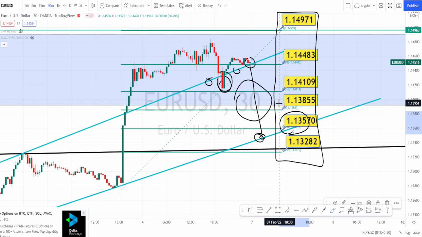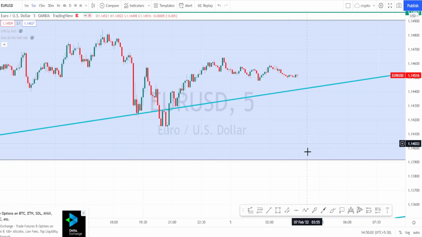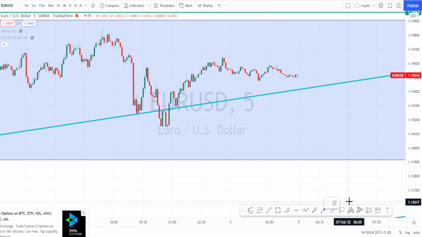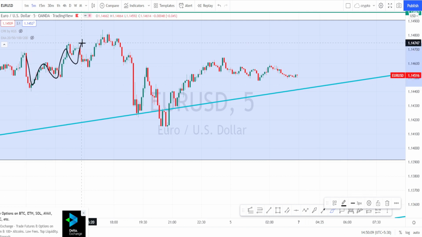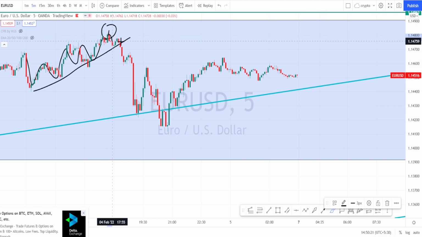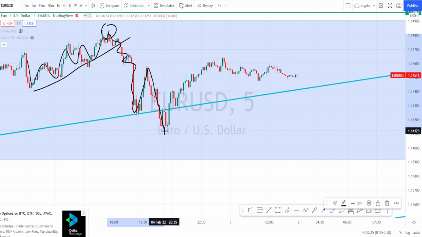Let us do the analysis in 5 minutes time frame. I am in 5 minutes time frame now. When we analyze the price action in 5 minutes time frame, it was a very nice bullish trend and couldn't break this higher time frame resistance level of 1.14, and it has taken a trend reversal and went on a bearish trend. It formed something similar to a double bottom pattern and started a trend reversal on the bullish side.